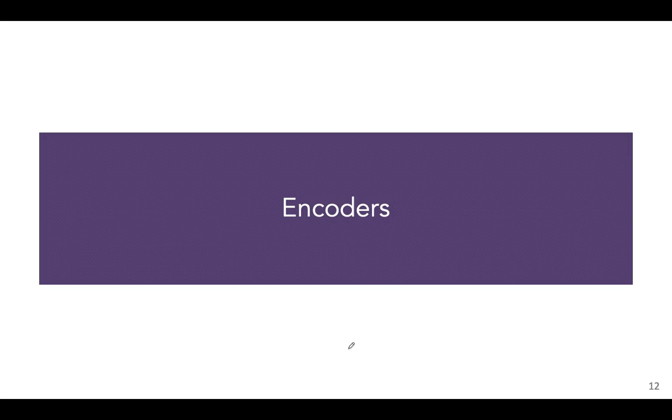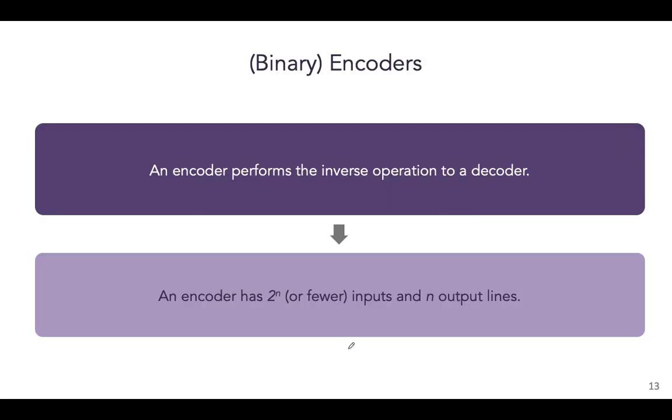Alright, now let's talk about encoders. An encoder, simply stated, is nothing but an inverse of a decoder. In a decoder, we used to have n inputs and up to 2 raised to power n unique outputs. In encoders, we have at most 2 raised to power n inputs and n outputs. It's just the inverse of a decoder.